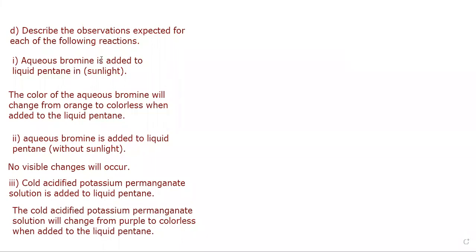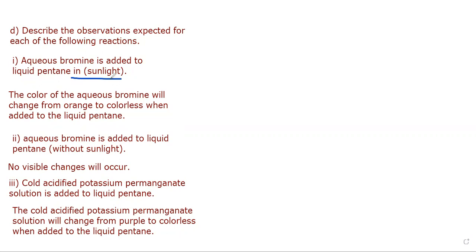Right, so for part D, it is asking about color changes when we use bromine water and potassium permanganate. It says, describe the observation expected for each of the following reactions. Aqueous bromine is added to liquid pentane, in sunlight. So pentane reacts with bromine, but only in the presence of UV light. Since UV light is present, a reaction will occur, and so the bromine water will be decolorized. If you want, let's say change from orange to colorless.